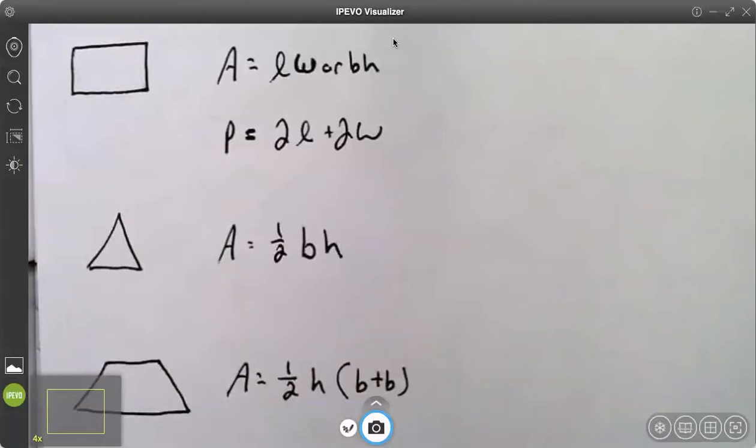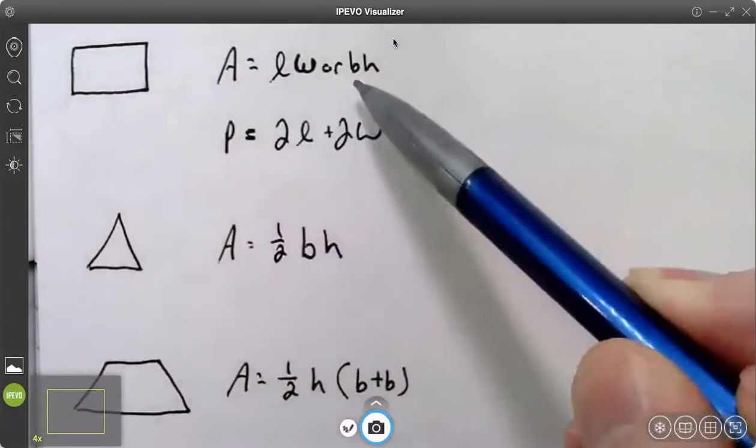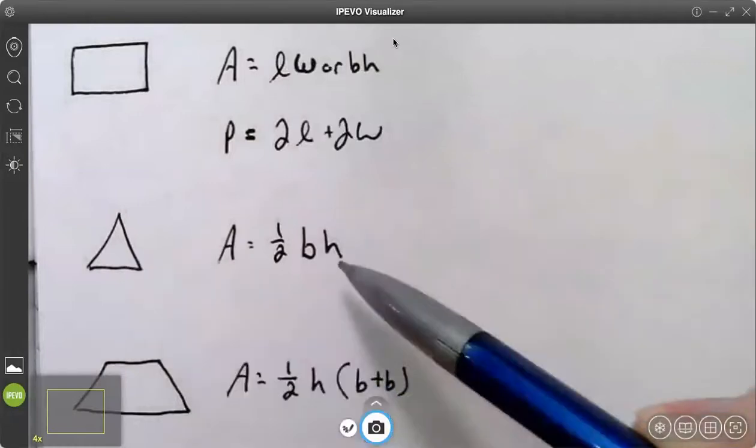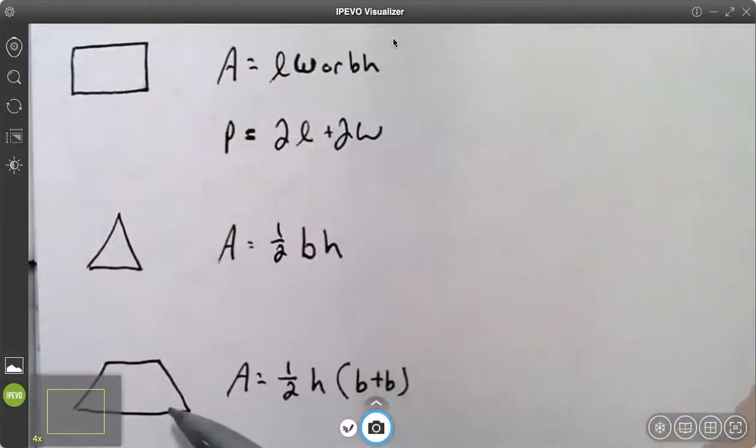So once again, here is our formula sheet. For a parallelogram, base times height. Area of a triangle, half the base times height. And area of a trapezoid, half the sum of the bases times the height.